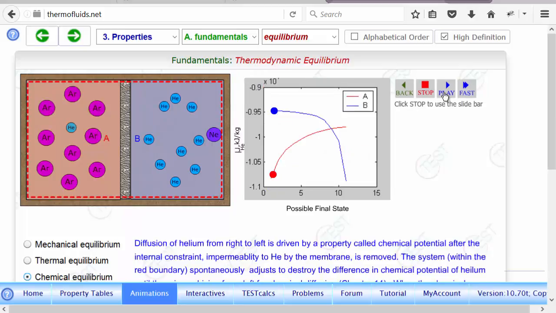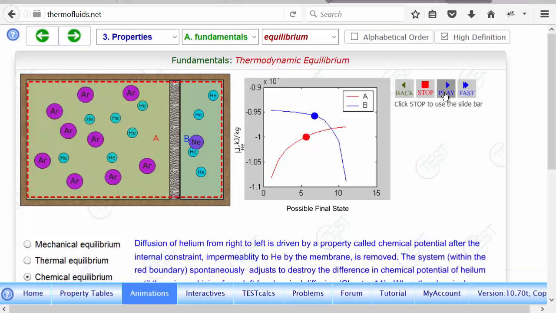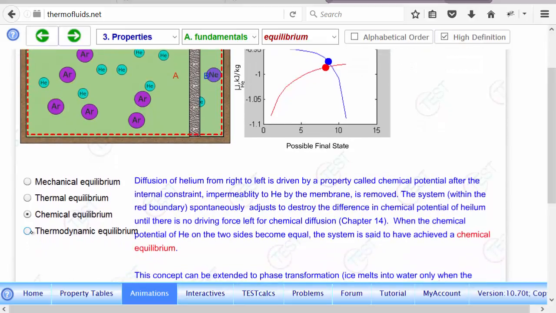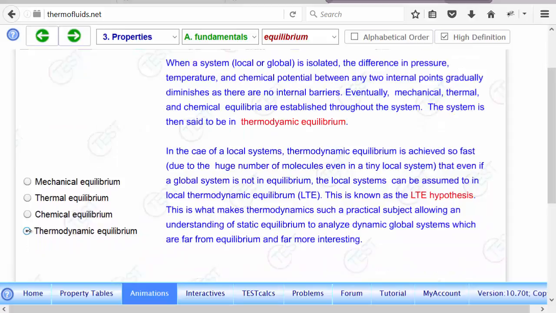Chemical equilibrium is a little more difficult concept. It could be about a difference in concentration. For instance, if you drop a drop of ink in water, or in this case the constraint is removed, meaning helium is allowed to pass through this barrier. Or even chemical reaction. In this kind of situation, there is a chemical imbalance represented by a function called chemical potential, a property called chemical potential. When that becomes equal, then the system comes to what is known as chemical equilibrium. And when all these three equilibria exist in a system, the system is said to be in thermodynamic equilibrium.